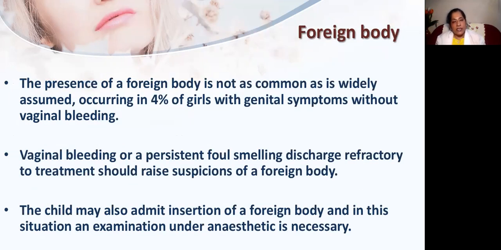Now, the next common condition which can be seen is the presence of a foreign body. This is not as common as widely assumed, but it has been seen in 4% of girls with genital symptoms without vaginal bleeding. Vaginal bleeding or persistent foul-smelling discharge, refractory to broad-spectrum antibiotics or the usual treatment, should always raise the suspicion of a foreign body. The child may also admit insertion of this foreign body, and in this situation, examination under anesthesia is mandatory.